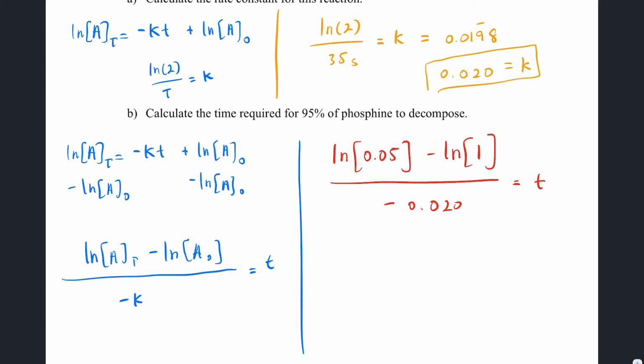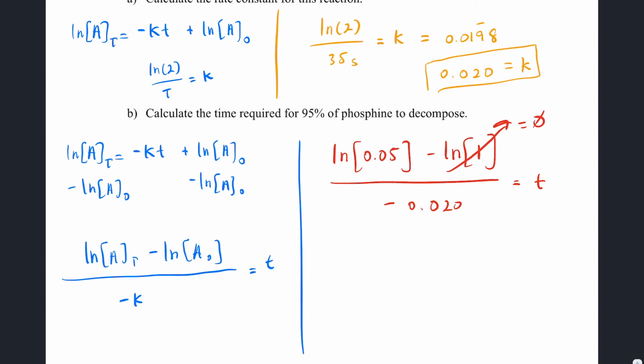Well, remember that the natural log of 1 is equal to 0, so we actually don't really need that component. Now we only have 2 things to compute. So let's do that really quick. This would be the natural log of 0.05 over negative 0.020. And let's get our answer.